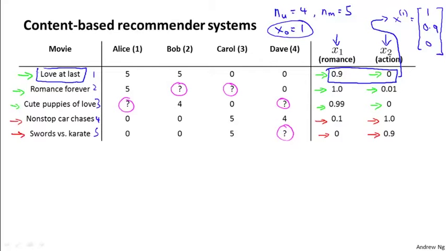So for Love at Last, I would have a feature vector x1. For the movie Romance Forever, I may have a separate feature vector x2, and so on. And for Swords versus Karate, I would have a different feature vector x superscript 5. Also, consistent with our early notation, we're going to set n to be the number of features not counting this x0 intercept term, and so n is equal to 2 because we have two features, x1 and x2, capturing the degree of romance and the degree of action in each movie.